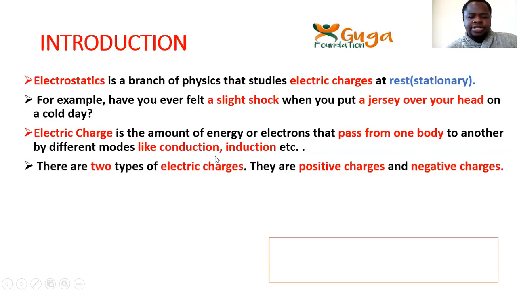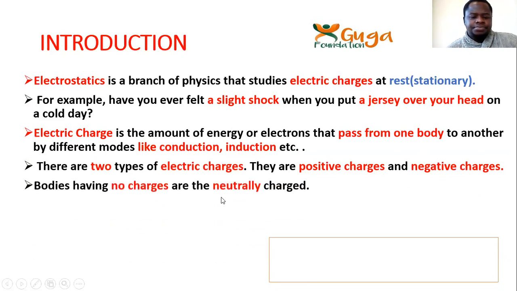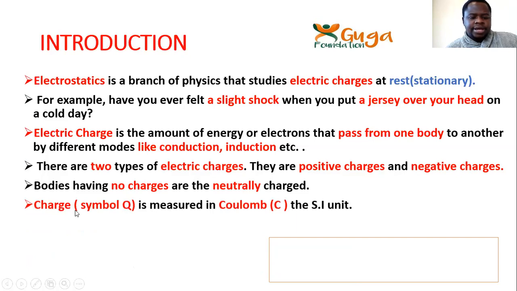There are two types of electric charges, for example, a positive charge and a negative charge. Bodies having no charges are neutrally charged. A charge is represented by the symbol Q, and then it's also measured in Coulomb, C, the SI unit.